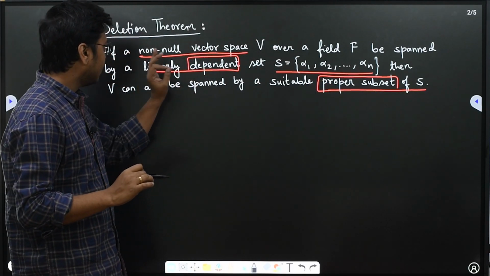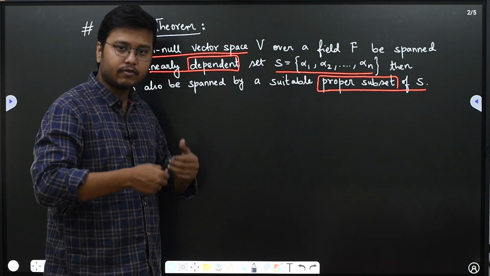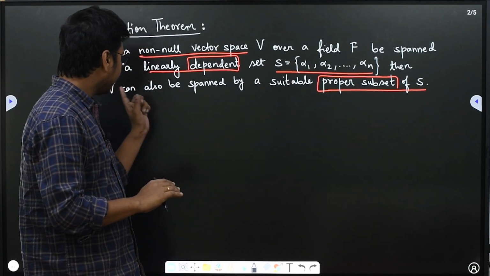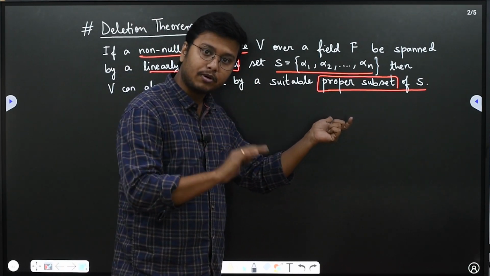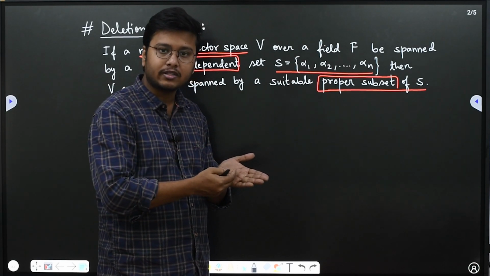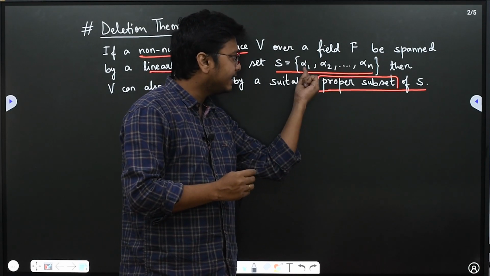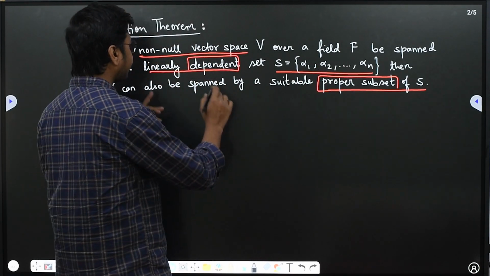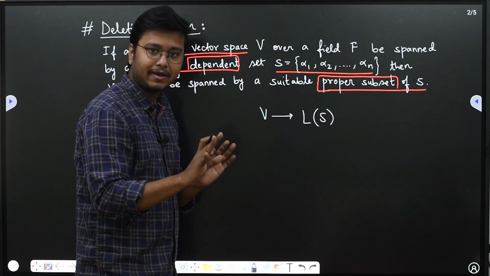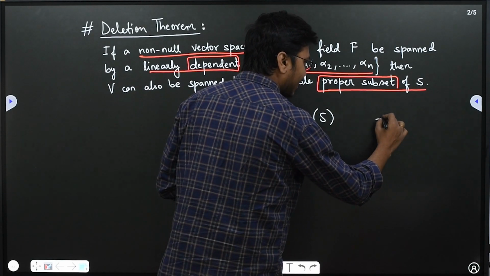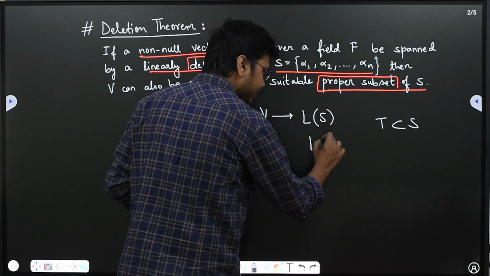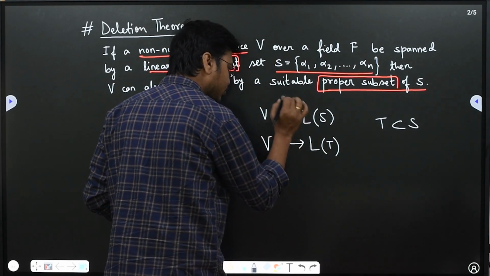So it's saying that if the vector space is spanned, meaning all the elements of the vector space can be generated using the set S, where S is dependent, then it can also be spanned by a suitable proper subset of S. That means if I delete some elements from the set S, proper subset means a set which is just smaller than the set S, and it is created by deleting some elements of S. So the vector space is generated by L of S. Now if I delete some elements from S, suppose upon deletion T is a proper subset of S. Then the linear span of T will also generate the vector space V.